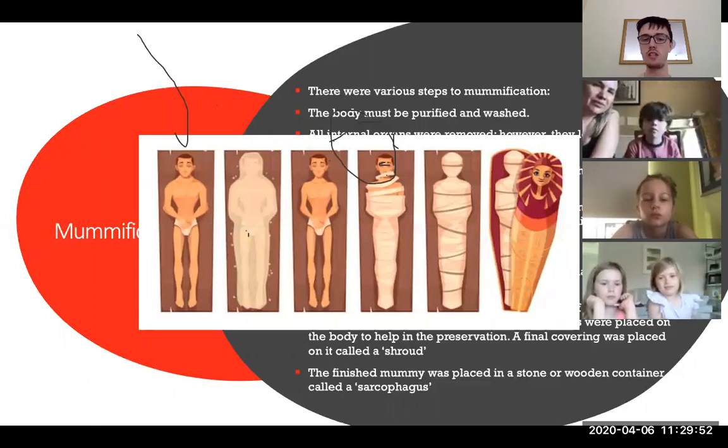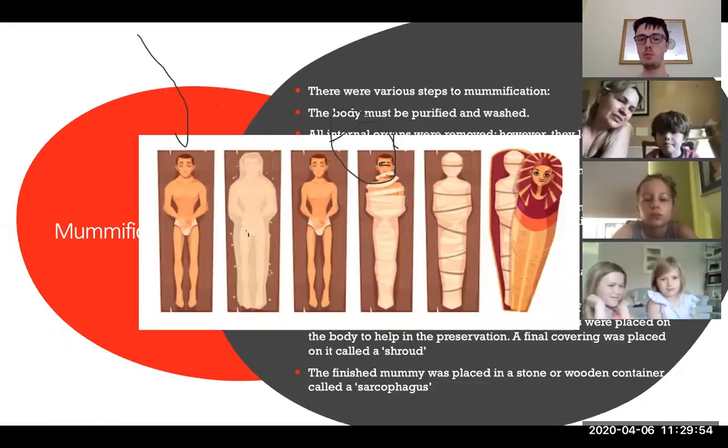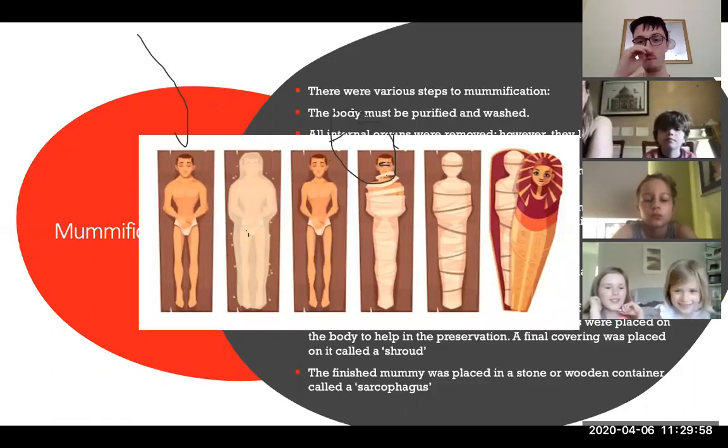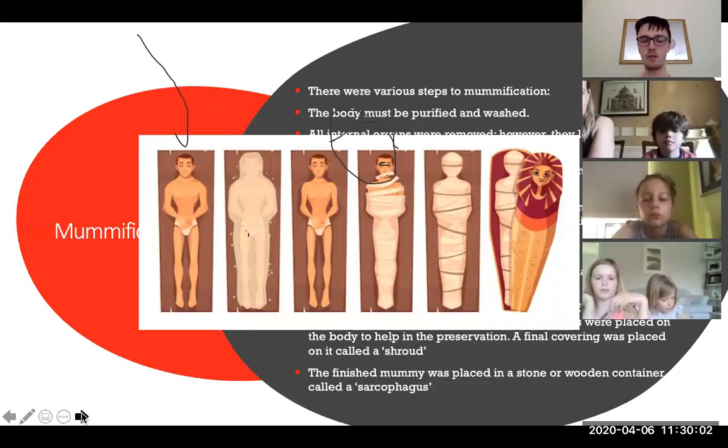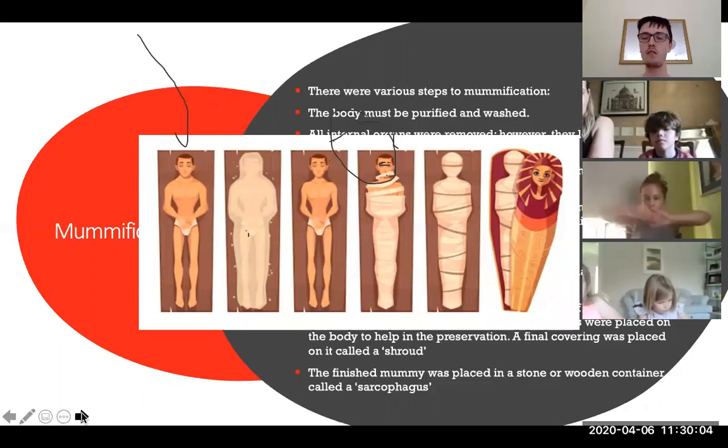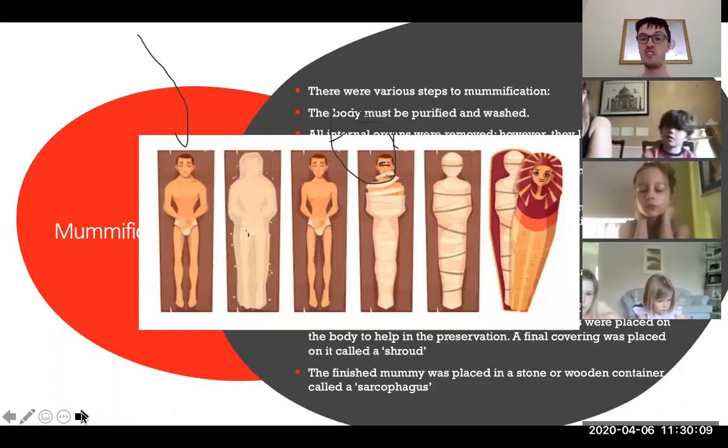So you would have died, you'd have all your organs removed, you'd be placed into the natron, you'd have your stuffing redone, you'd then be mummified, so you'd be wrapped up, and then you'd be placed inside a sarcophagus. And again, this was mainly only for rich people, because poor people wouldn't be able to afford this kind of treatment, as it was very, very expensive.